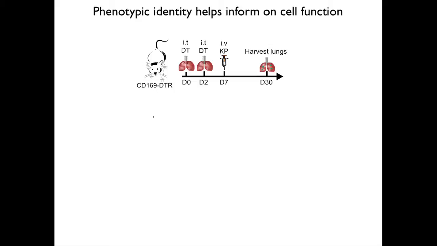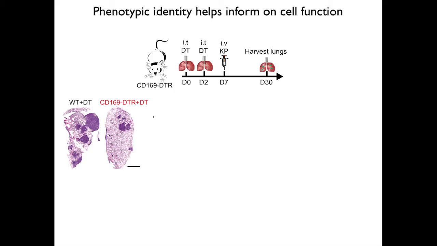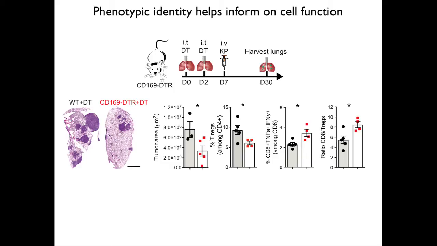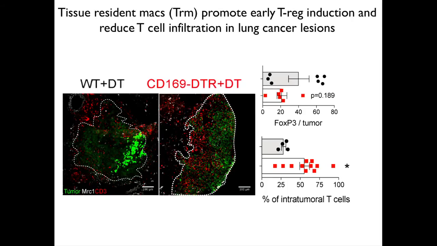And because now we know how to analyze and identify this embryonic macrophage, we developed a deleter mice that will delete specifically the embryonic macrophage compartment. And what we saw is that when we depleted the CD169 compartment, without affecting the adult macrophage compartment, we strongly delayed the tumor growth. And we also reduced T-reg accumulation and increased CD8 T cell accumulation in tumor lesions, as you can see here.